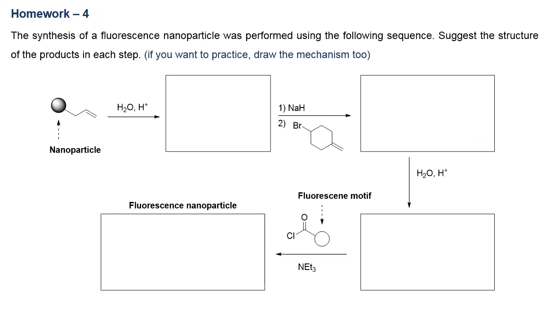Same for this one. If we mimic the synthesis of fluorescence nanoparticles, where you have your nanoparticles with an alkene at the surface, and you want to attach a fluorescence probe onto the surface of the nanoparticle through this scheme, try to predict the structure of the product in each step. And if you want to practice, you can try to draw the mechanism of each step as well.